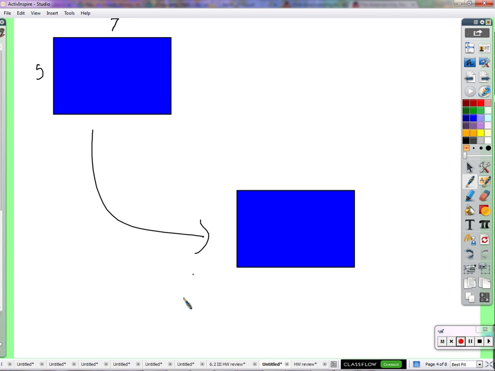Who might say they're equal? Is that Brandon? Why did you say it's equal? Because you just duplicated it. Did the exact same size. They're not in the same place, but what's the same about them?